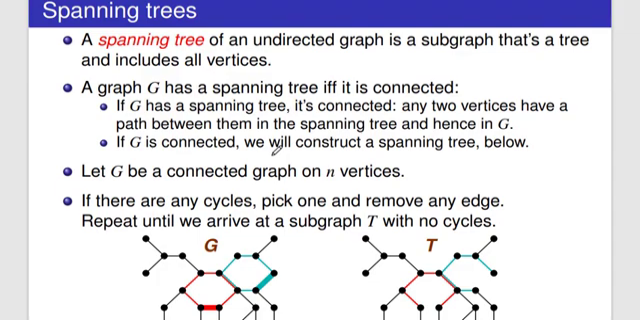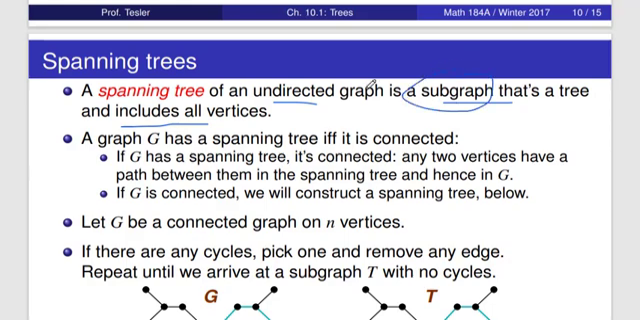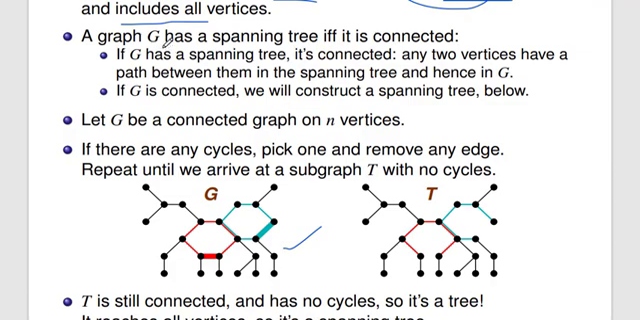Next, spanning tree. A spanning tree of an undirected graph is a subgraph that is a tree and includes all vertices. This is an undirected graph. Undirected graph means it has a non-empty set of edges and vertices. If we make a subgraph of an undirected graph like this, it's called a spanning tree. Graph G has a spanning tree if it is connected. Any two vertices have a path between them in the spanning tree and hence in G.